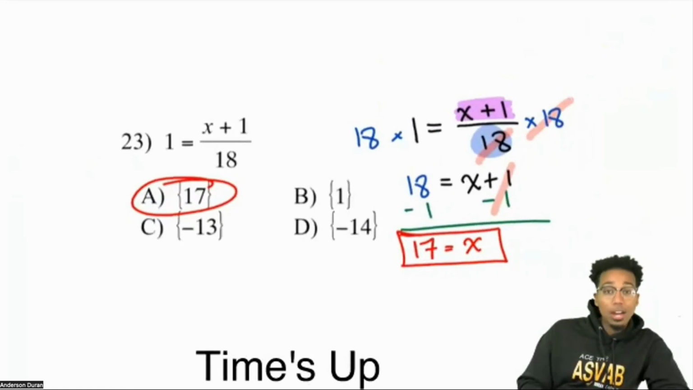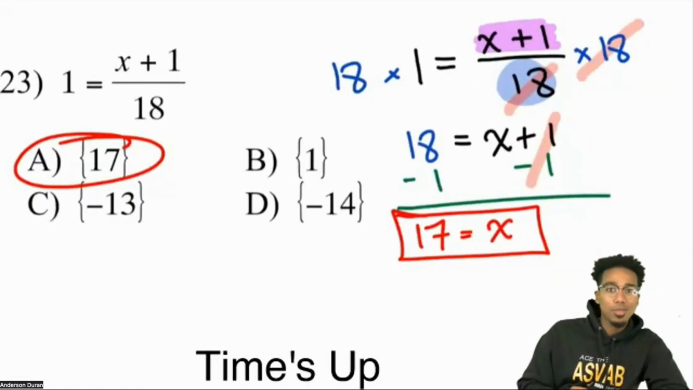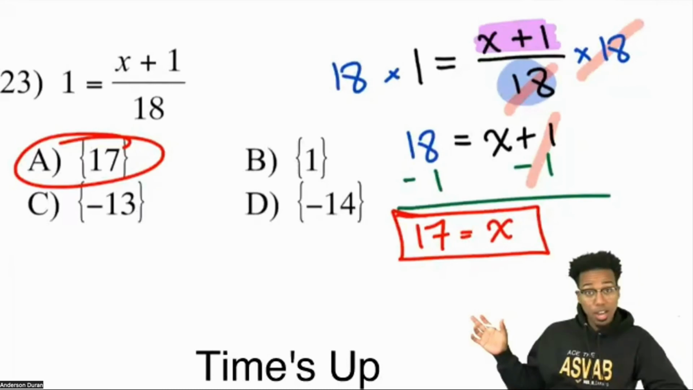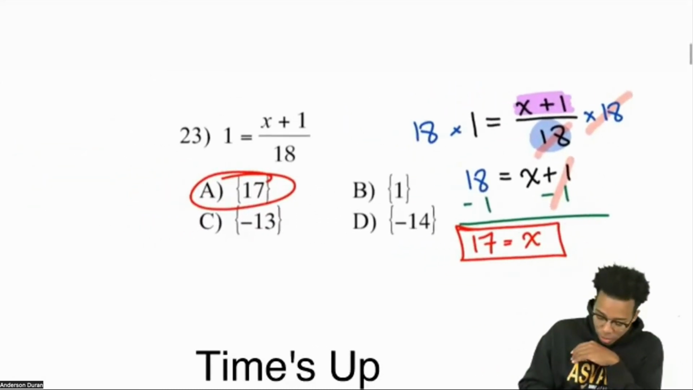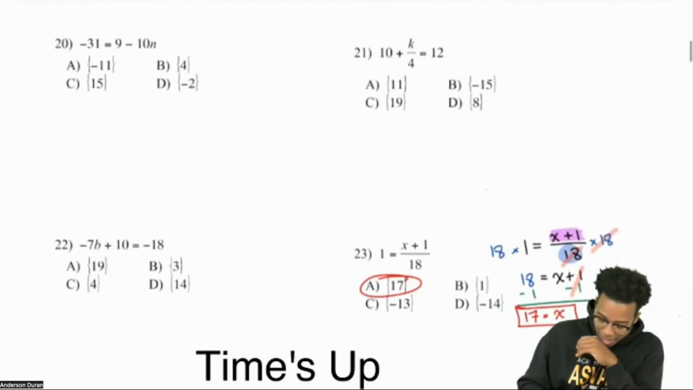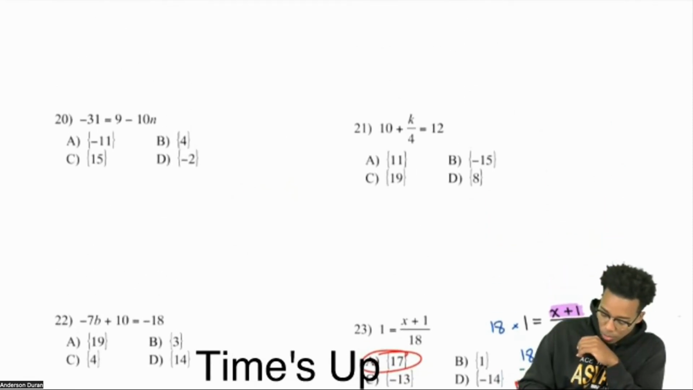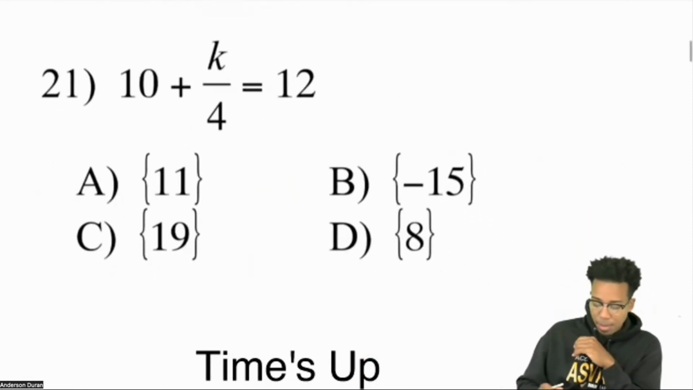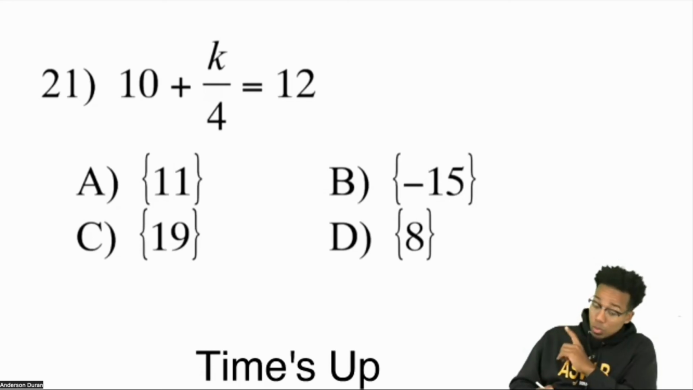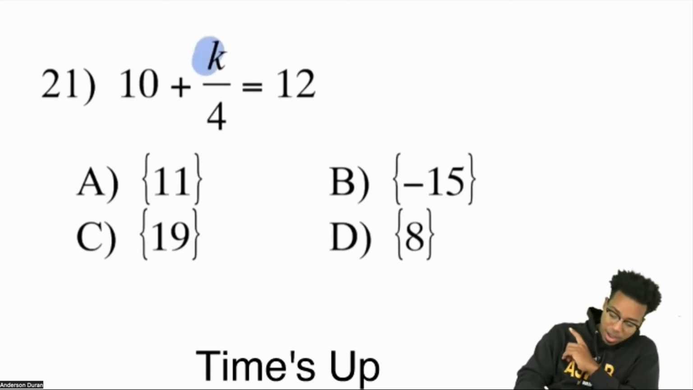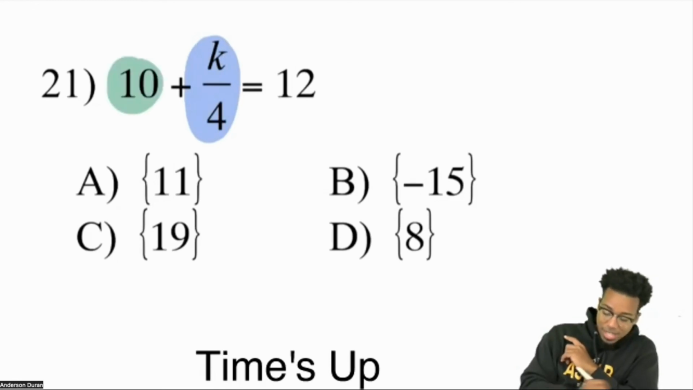So let's go ahead and now go to the other type of fraction example that we saw earlier. This is one type of fraction example where we have the entire numerator divided by something. Now here's another fraction example, 10 plus k over 4 equals 12. This is a little different because notice how that 10 is not with that fraction. So in this one, you see that we have the whole k plus 4. So the first step you should take is to get rid of that 10.